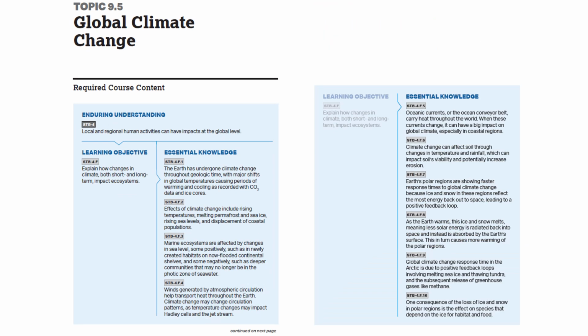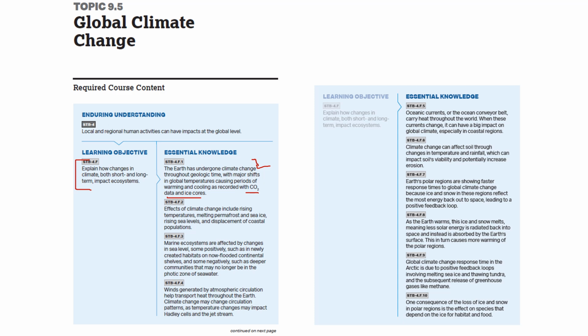And then we got the long global climate change learning objective: explain how changes in the climate, both short and long term, impact ecosystems. Earth has undergone climate changes through geologic history. We've talked about that ad nauseam throughout the year. And there's been major shifts in global temperatures caused by periods of warming and cooling as recorded with CO2 data and ice cores. Okay, so CO2 and temperature are highly correlated, so much so that there is a very high confidence of cause and effect relationship.